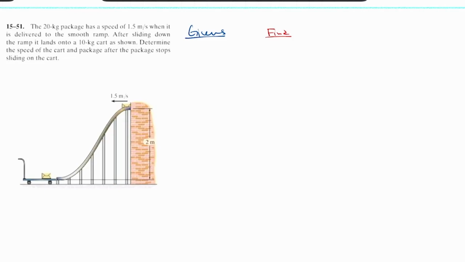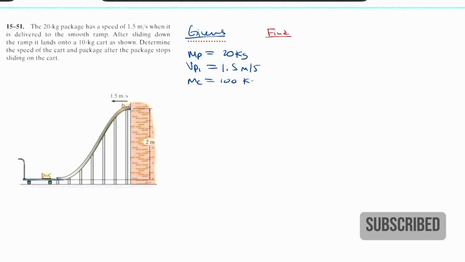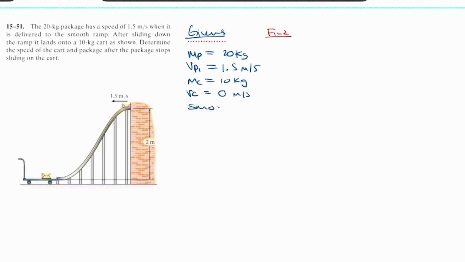So let's see, what do we have here? We have the mass of the package, it's 20 kilograms. We have the velocity of the package at the beginning, it's 1.5 meters per second. We have the mass of the cart, that is 10 kilograms, sorry. And we know the cart starts from rest. And it's a smooth surface again, so smooth. And we're looking for the velocity of them combined.